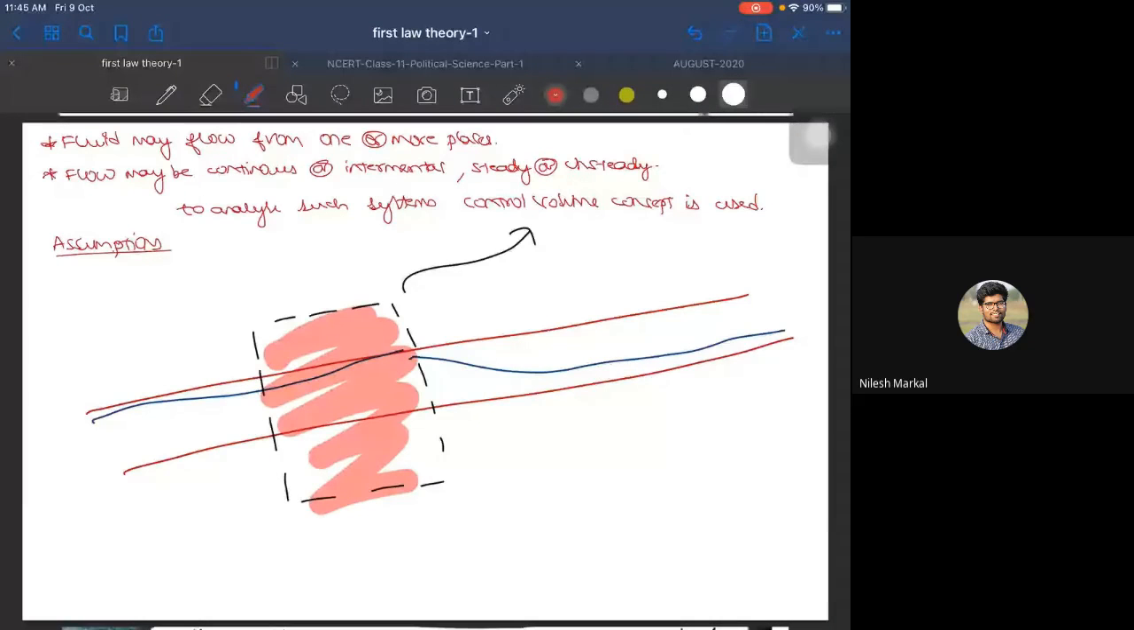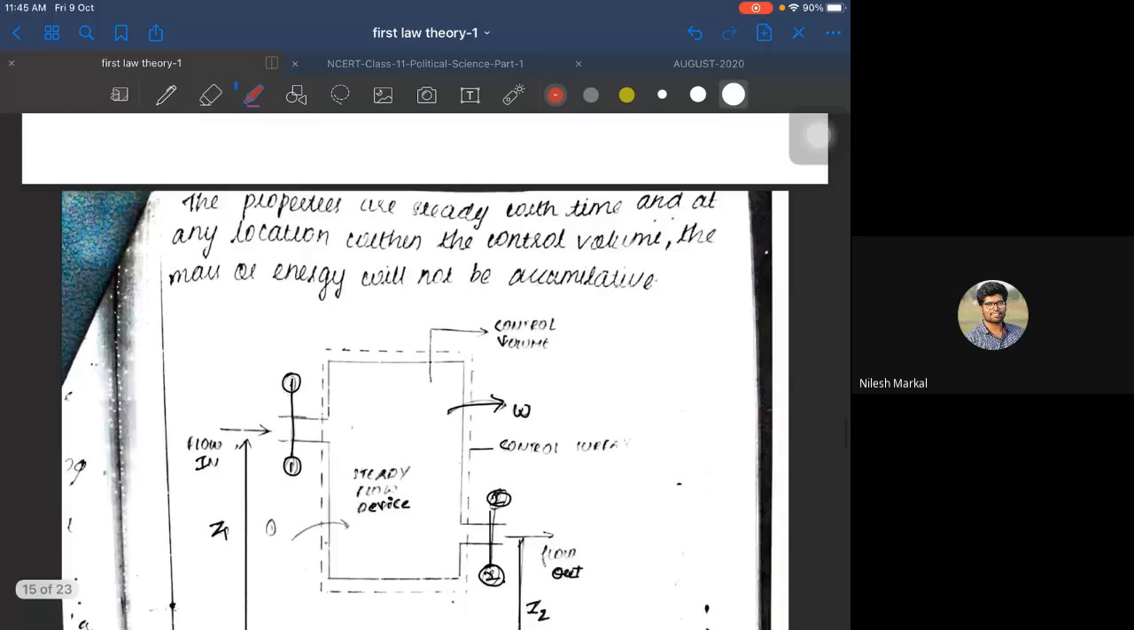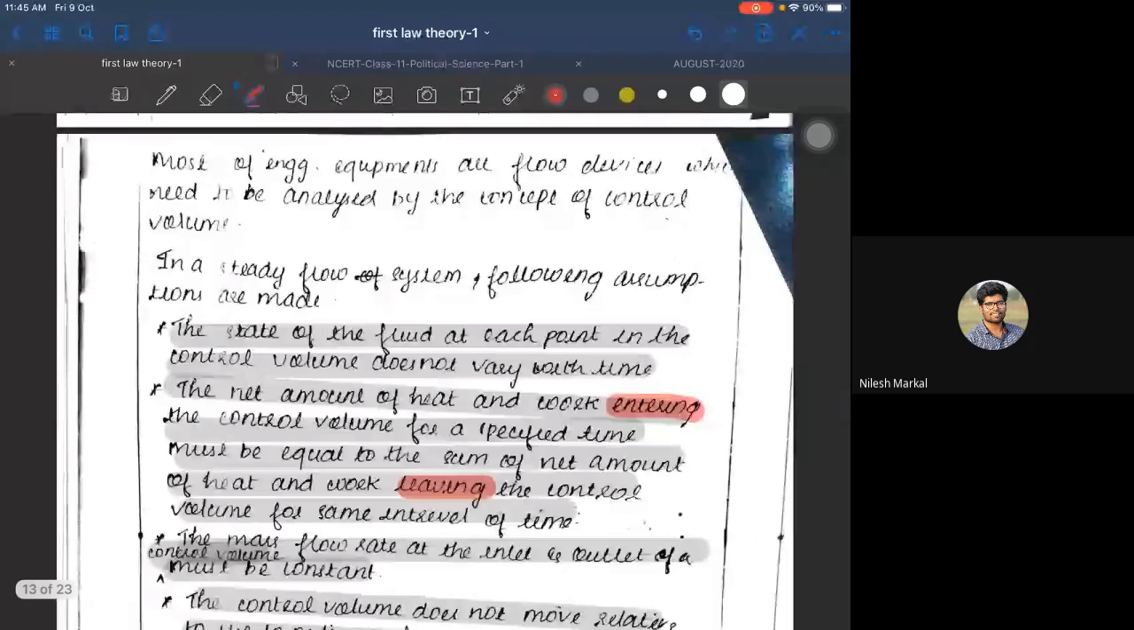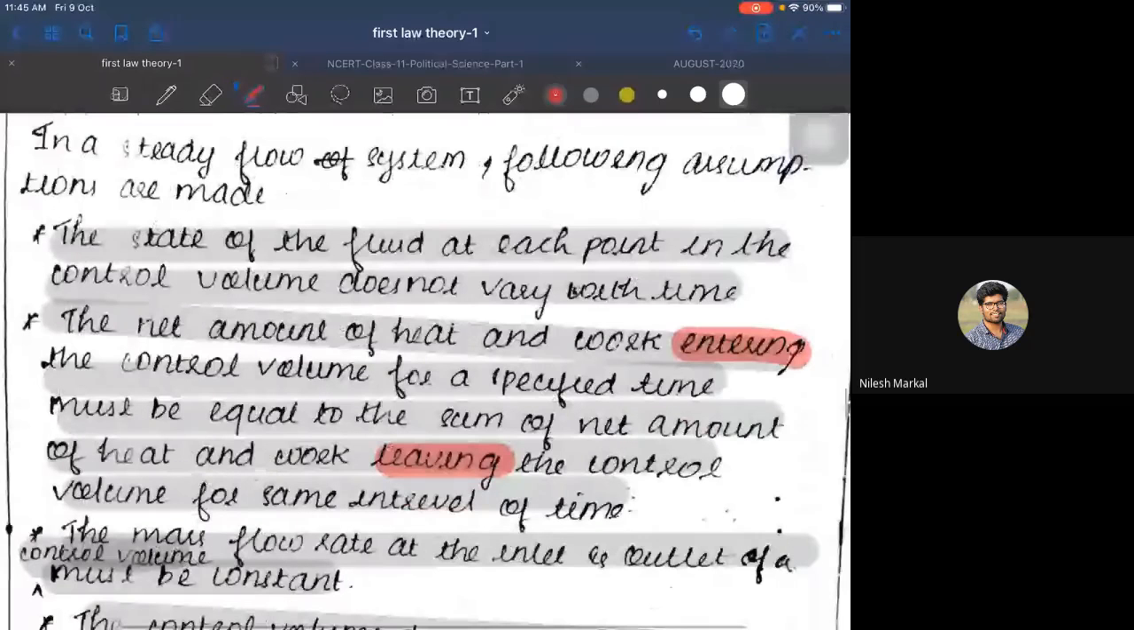So let us look into some of the assumptions which are made while deriving the SFEE. In a steady flow system, the following assumptions are made. Can anyone read the first statement here?